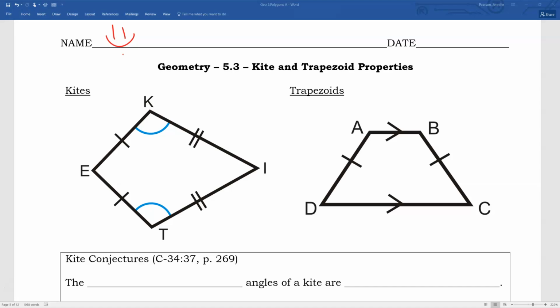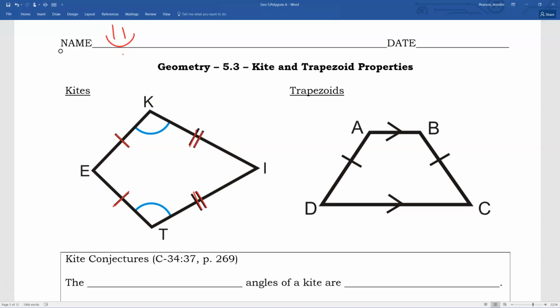This is Geometry Lesson 5.3, Kite and Trapezoid Properties. At the top here I have a picture of a kite. Remember, kites have two pairs of consecutive congruent sides. In this picture that would be KE, which is congruent to ET, and then KI, which is congruent to TI.